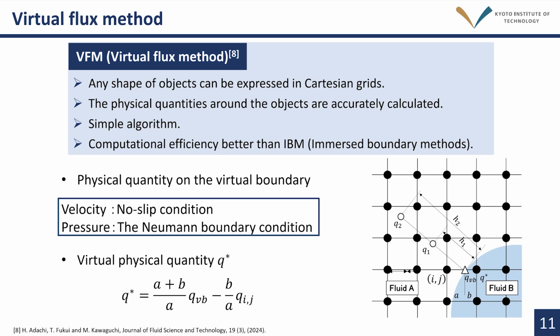The physical quantities on the virtual boundary use the no-slip condition for velocity and the Neumann boundary condition for pressure. And virtual physical quantities are calculated using this equation.